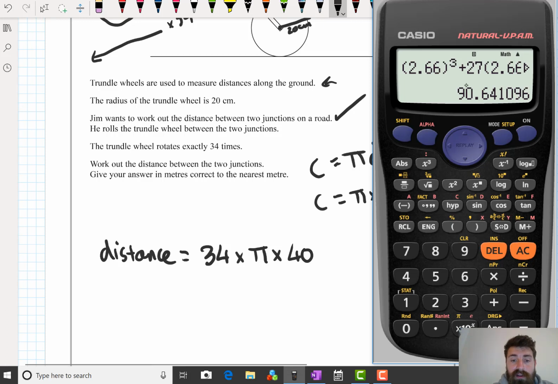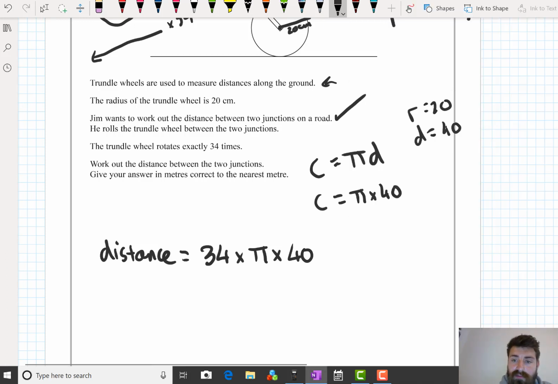It said, give your answer in meters, correct to the nearest meter. So firstly, what unit am I working with here? So this was centimeters, because I just doubled 20 centimeters to 40 centimeters. If you're rolling centimeters round, it's still centimeters. So this is in centimeters.